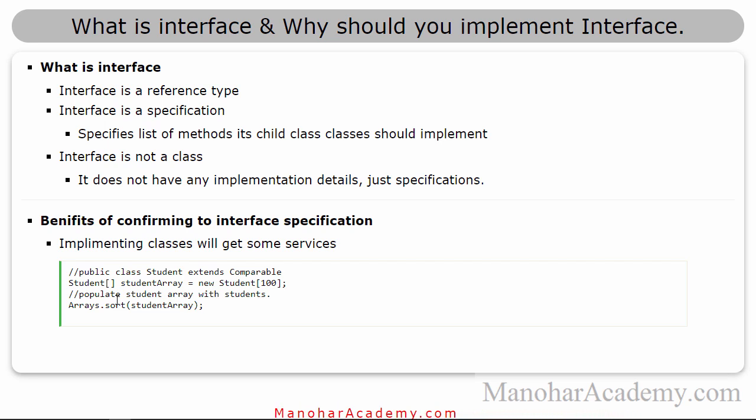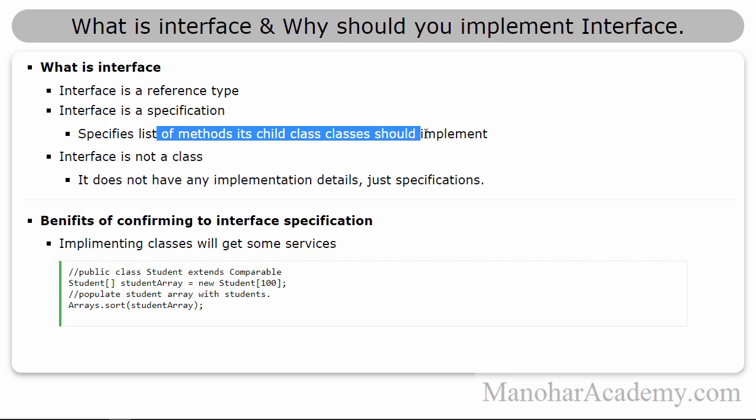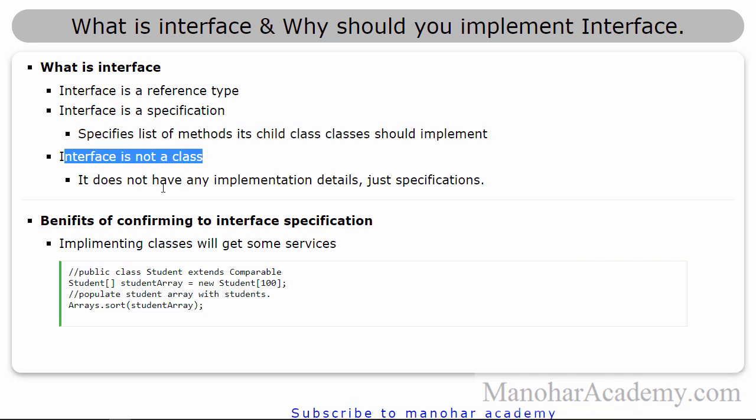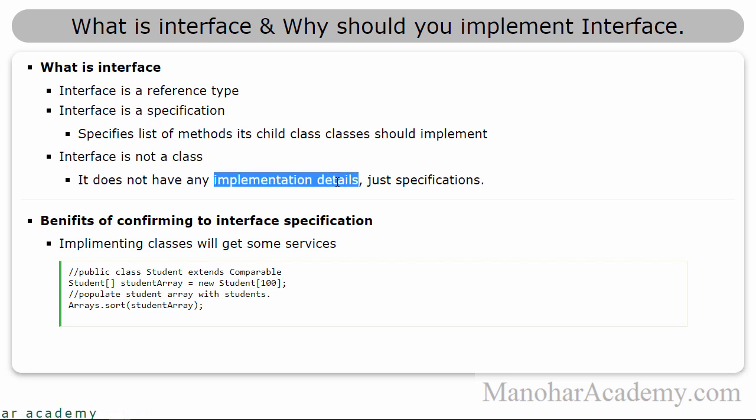And why should you implement an interface? So we know interface. What is an interface? An interface is a reference type, just like a class. Also, an interface is a specification. So it is specifying the list of methods its child class should implement. It is not providing an implementation. An interface is not a class. So whenever we are talking about classes, we are talking about implementation behavior. But whenever we are talking about interfaces, they don't have any implementation details. They just have specifications, or just the expected behavior.